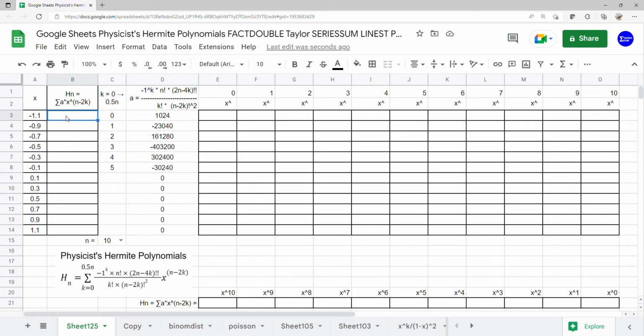So this is array formula, SERIESSUM of the x values raised to the power n minus 2k. So it will start from n incremented by 2k, which is minus 2. And the coefficient will be this range. And we'll chart this.